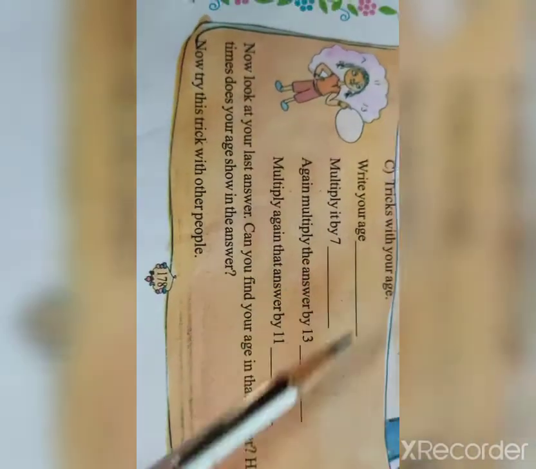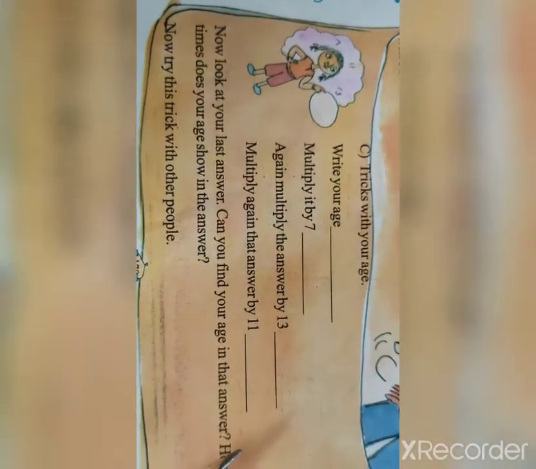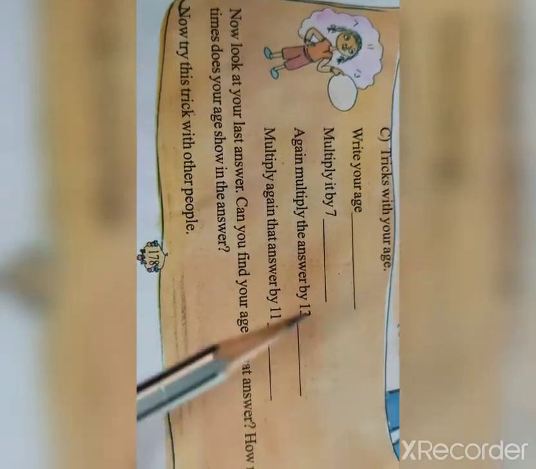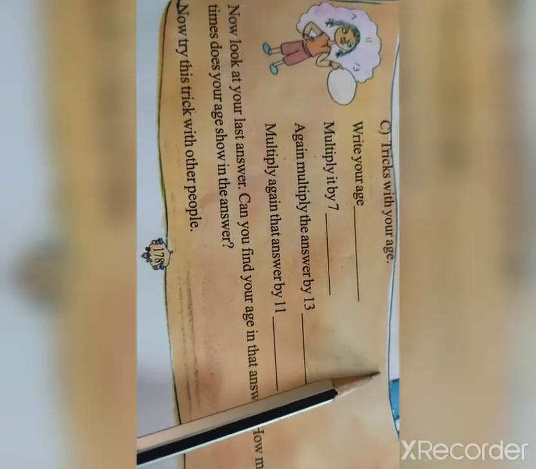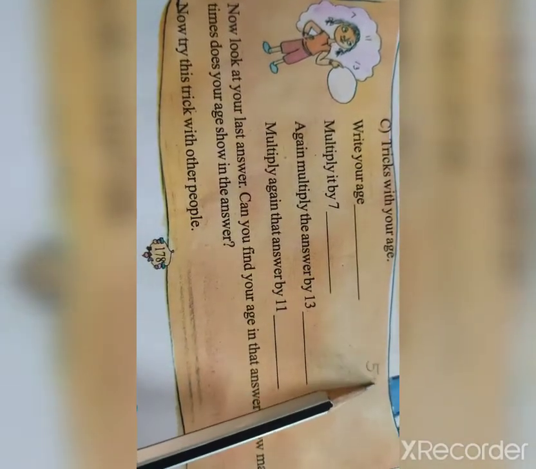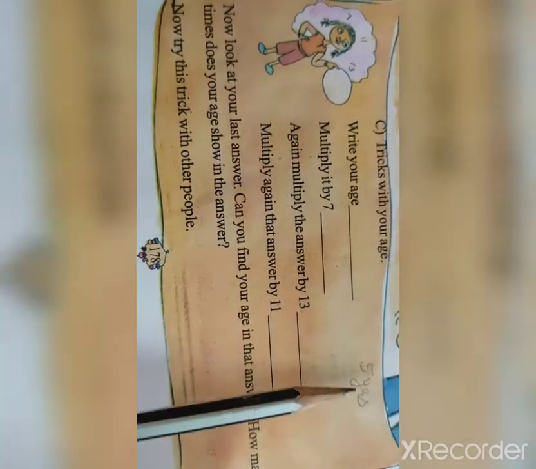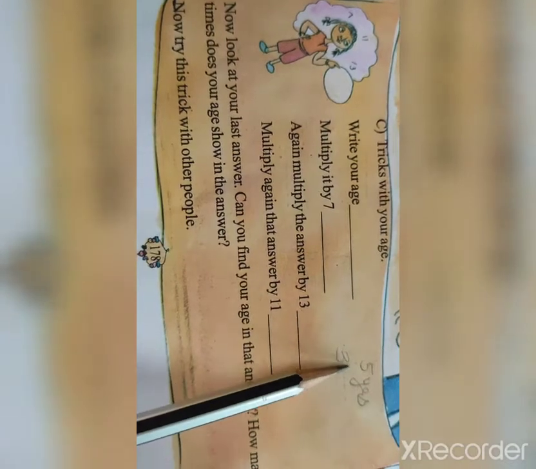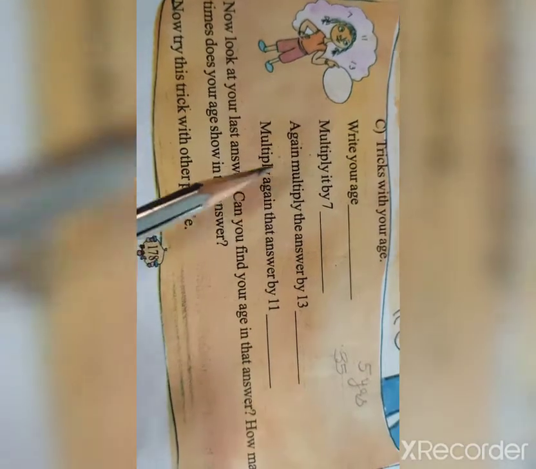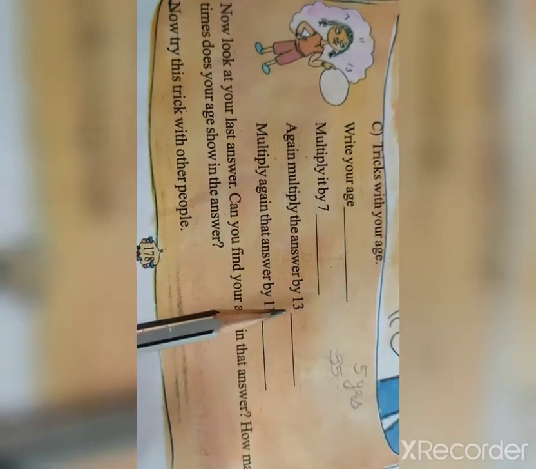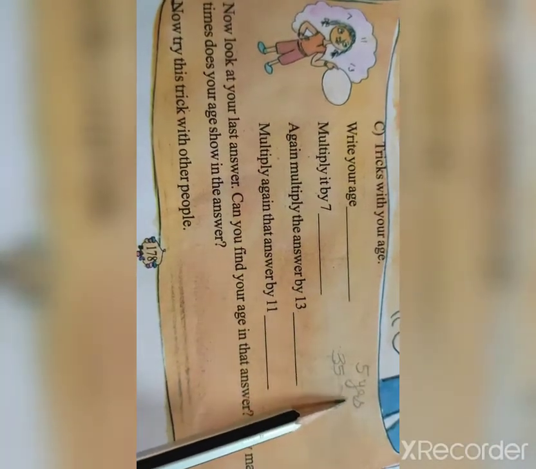Okay. Now see tricks with your age. So write your age. Suppose that my age is 5 years. Multiply it by 7. I am assuming the age is 5 years. Multiplied by 7, that means 5 sevens are 35. Again multiply the answer by 13. So multiply by 13.